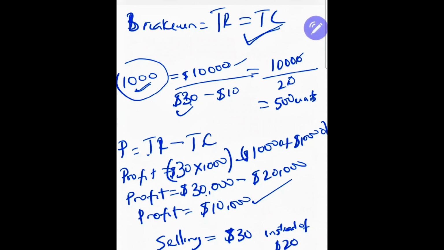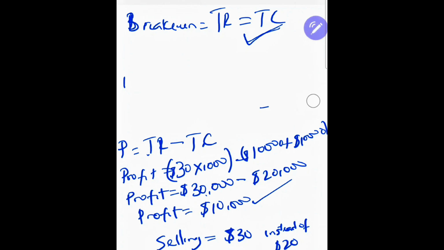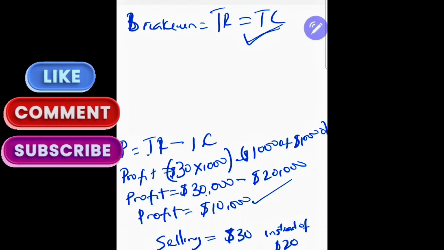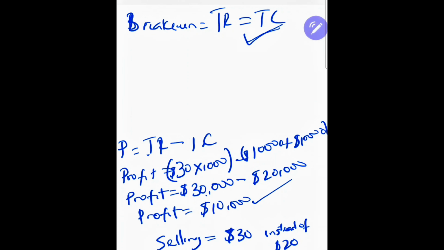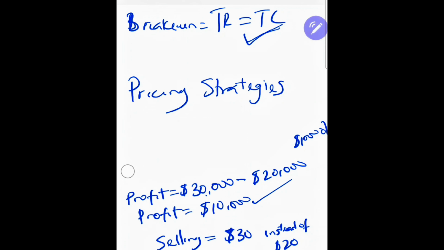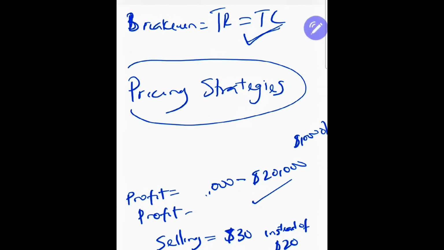After this, you now need to understand how to calculate your pricing strategy. How do you get your price? That one I'll be explaining in the next video. The pricing strategies are something I'll be explaining in another video. You now know your break-even point. Now, how do you do your pricing? How do you price your products?